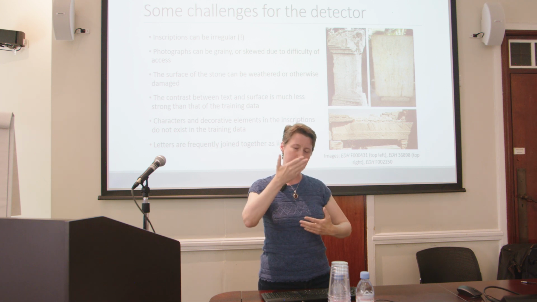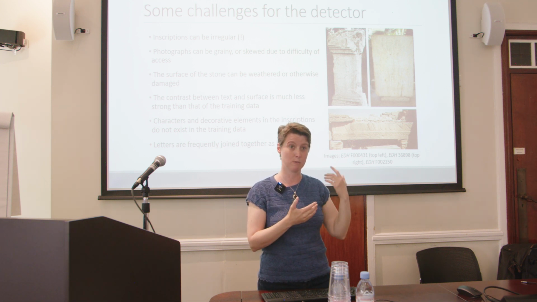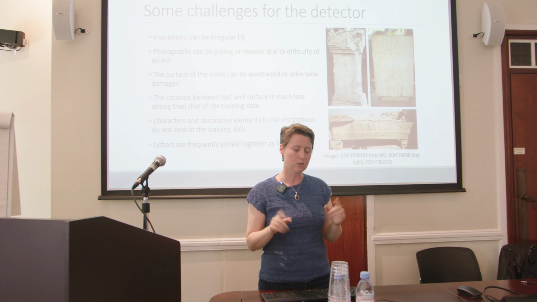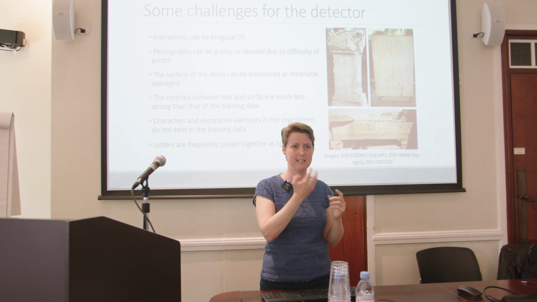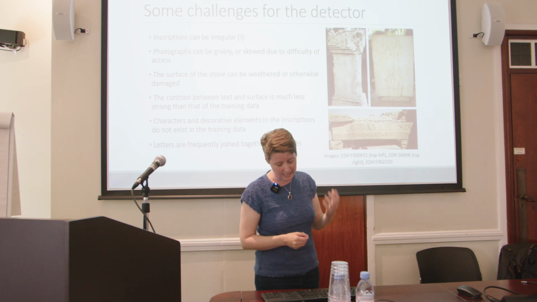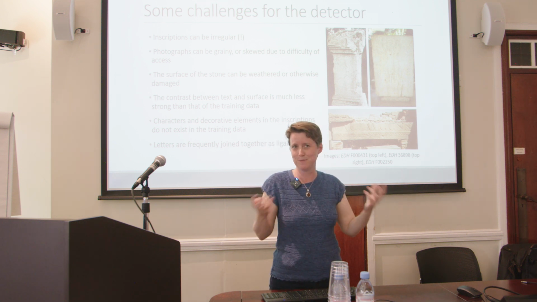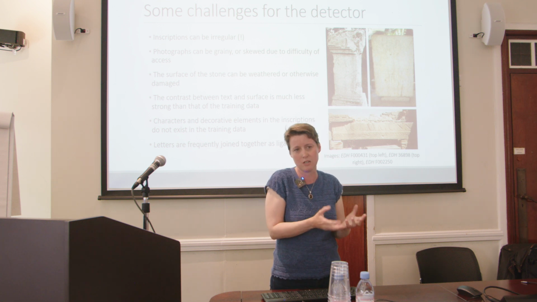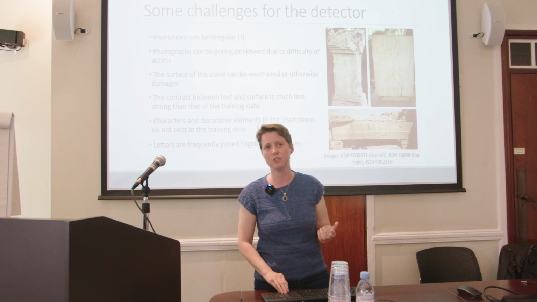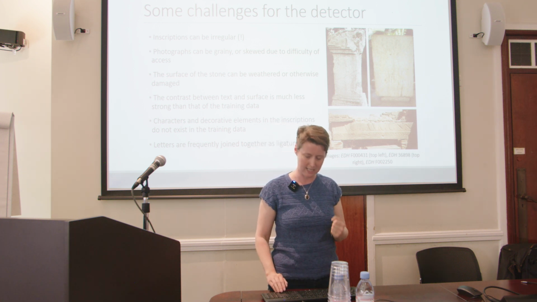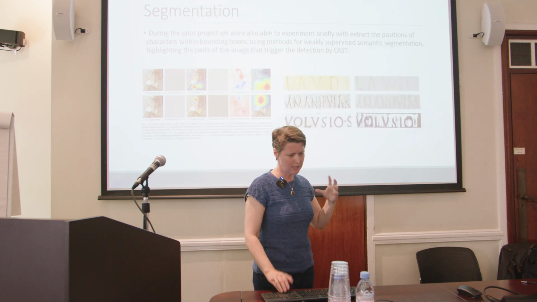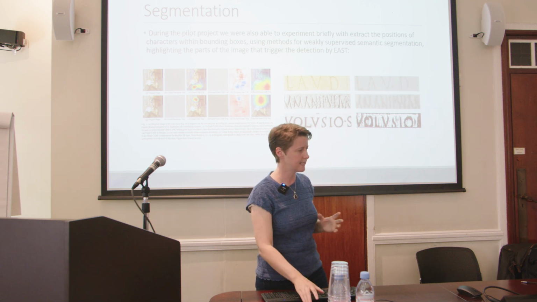And the simple problem of there being very little contrast sometimes, as we've seen, between the text and the background, so the monument surface, causes problems for a detector that's been trained on very clear and very contrasting examples of text. We also, of course, have characters and various symbolic and decorative elements in the inscriptions that just don't exist in the original training data, so we need to do a lot more training. And we have examples like ligatures, so where letters are joined together. That also created some challenges for the scene text detector. So that was the idea behind the pilot project.